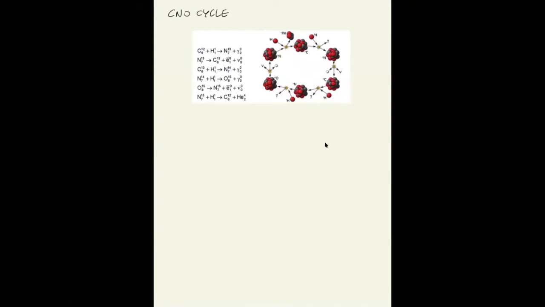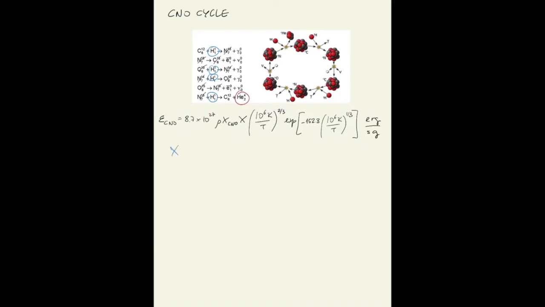You can see that nitrogen was produced here, carbon was produced and consumed, nitrogen was produced and consumed, so was the oxygen and the nitrogen 15. If you sum all of the processes, what happened was that you had 4 hydrogens that were combined to produce a helium. The nuclear burning rate for the CNO is, and in this expression here, X of NCO is equal to the concentration of carbon plus the concentration of nitrogen plus the concentration of oxygen.